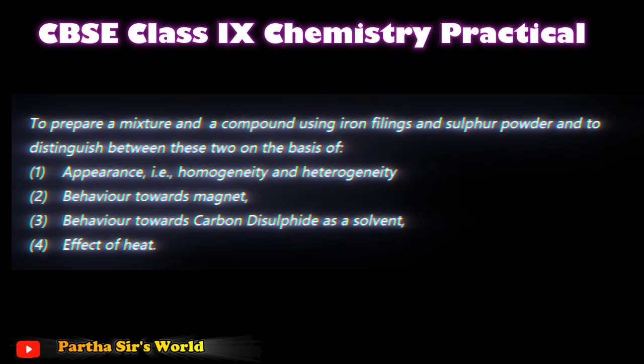CBSE Class 9 Chemistry Practical. To prepare a mixture and a compound using iron filings and sulfur powder, and to distinguish between these two on the basis of: number 1, appearance, that is homogeneity or heterogeneity; number 2, behavior towards a magnet; number 3, behavior towards carbon disulfide as a solvent; and number 4, effect of heat.